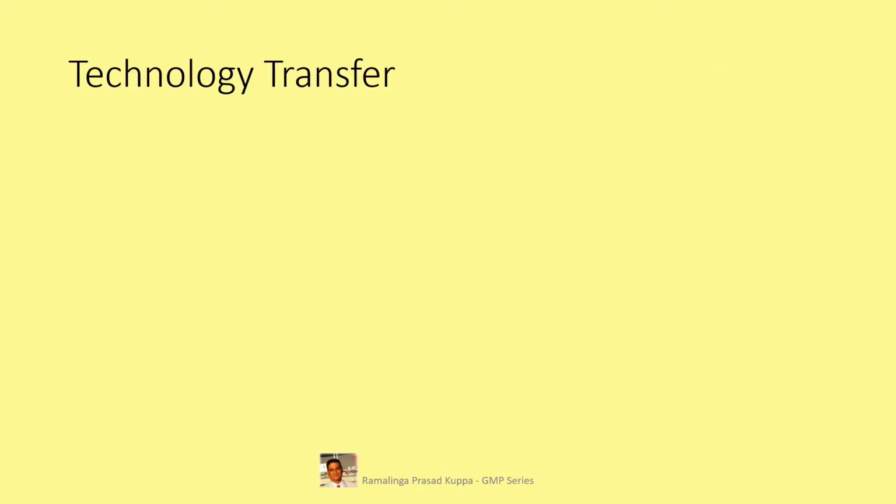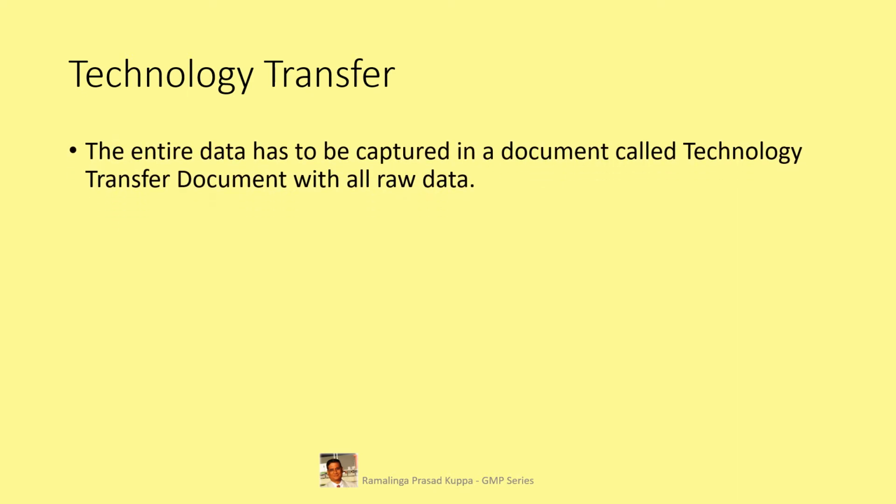Let us see how technology transfer is done. The entire data has to be captured in a document called technology transfer document with all raw data. This is a very important step. The technology transfer data should be captured into a scalable project by R&D.